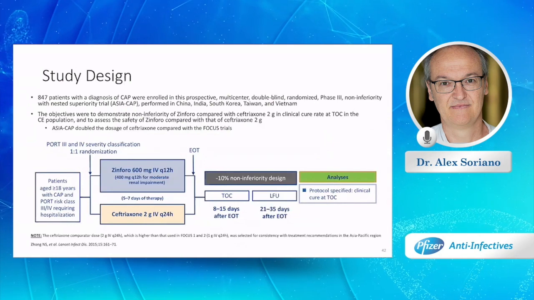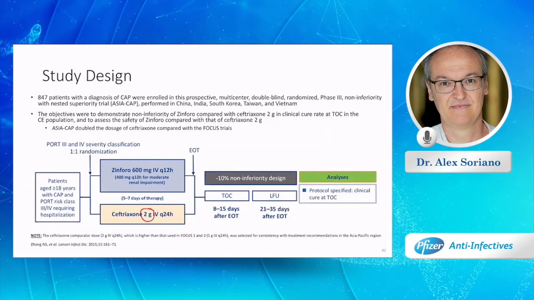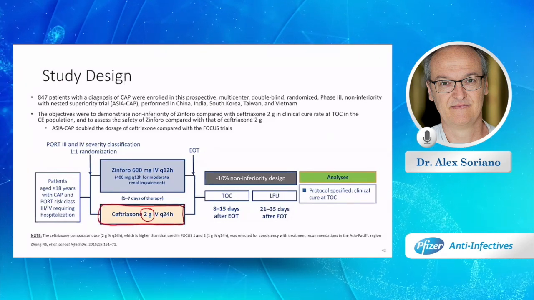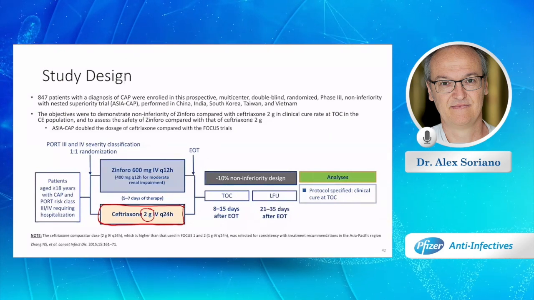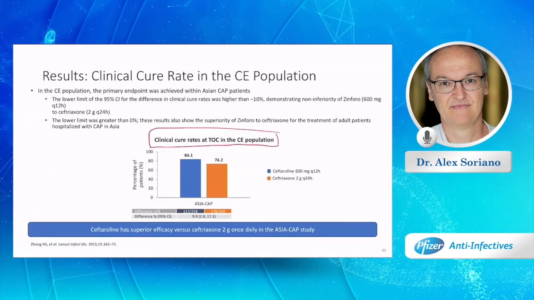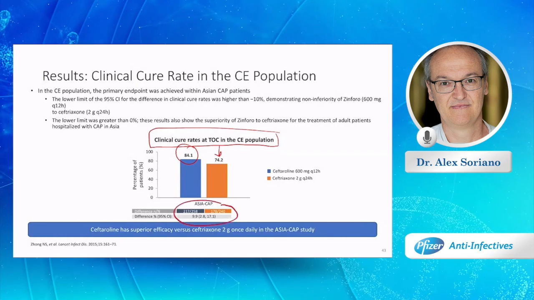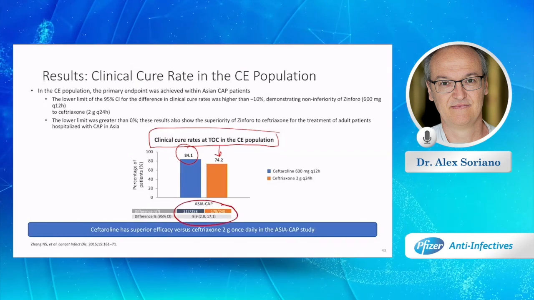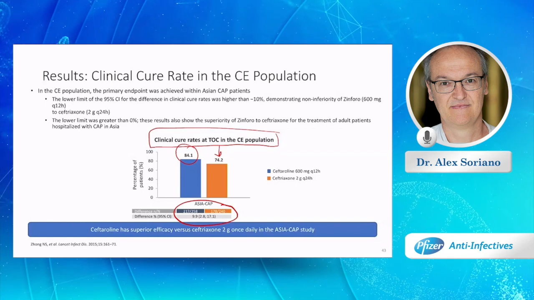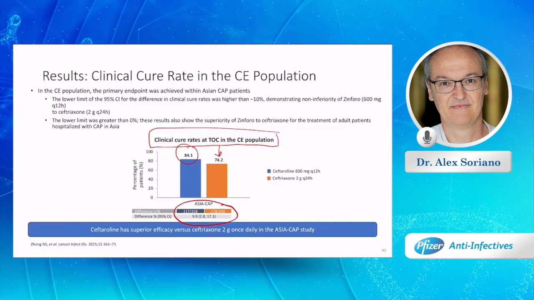What was the limitation of FOCUS 1 and 2? Well, maybe the dosage of ceftriaxone. It was suggested that 1 gram was not enough, and Asia-CAP was designed to address this question, comparing with 2 grams of ceftriaxone in almost the same study. And again, with even more difference, the clinical cure rate of the CE population was better in the Ceftaroline arm than in the ceftriaxone arm. As you can see here, the difference was significant in favor of Ceftaroline. So apparently, all this mechanism of action, lower MIC, more potent bactericidal agent, even with less exposure, has clinical relevance in terms of better improvement of my patient.